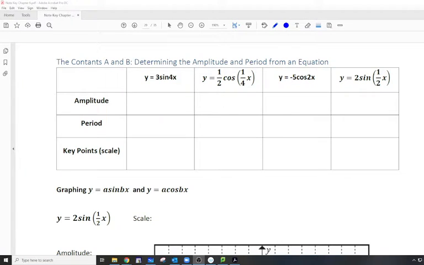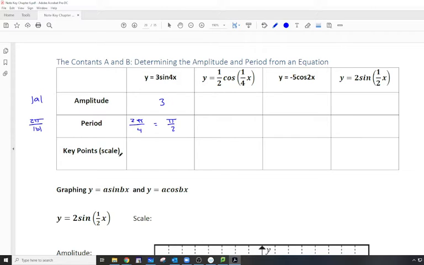In this next video and the next part of your worksheet, we're going to combine the two transformations A and B, so determining amplitude and period from an equation. If we look at this first example, we've got y equals 3 sine 4x. Amplitude, don't forget, is the absolute value of A. The A value here is 3, so this graph is going to have an amplitude of 3. Period is always 2 pi divided by the absolute value of B, so it's going to be 2 pi divided by the B value, which is 4, which is going to make the period pi by 2.